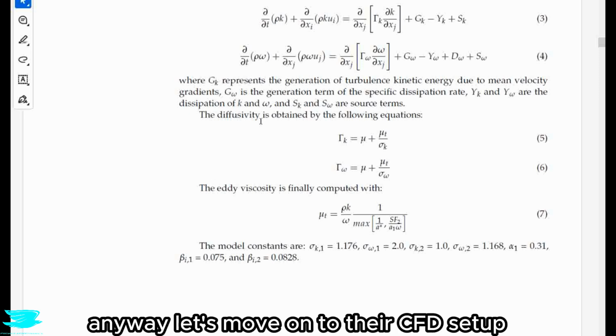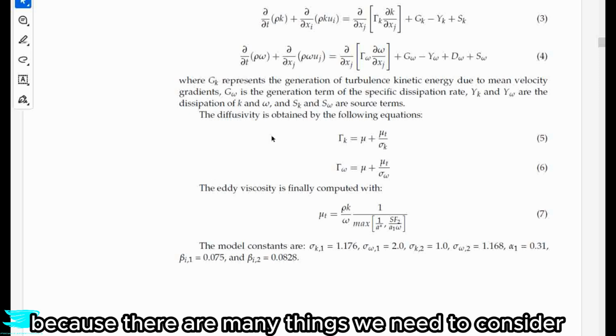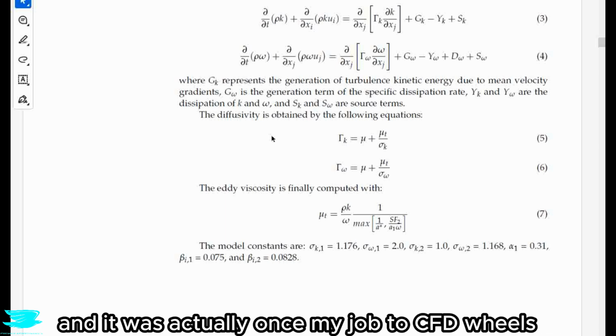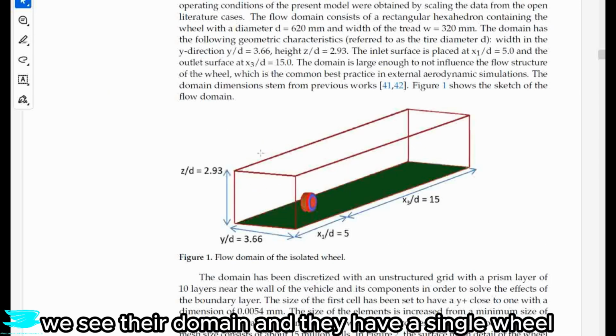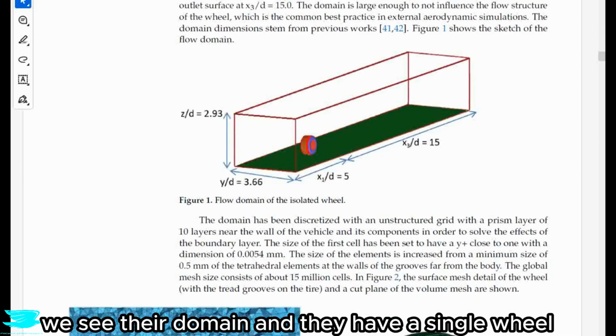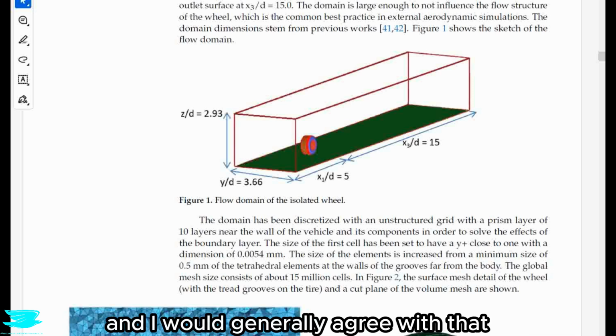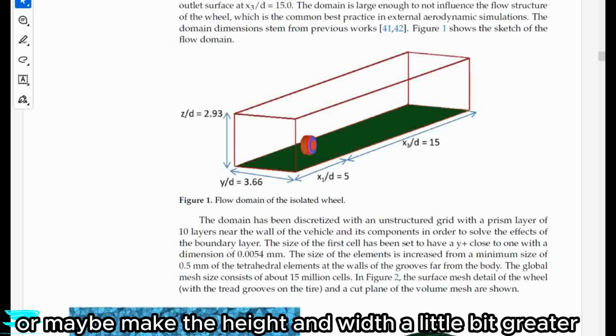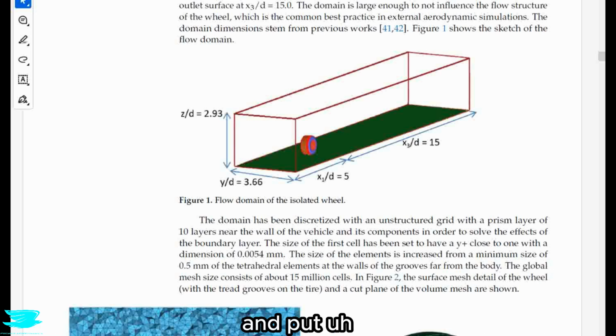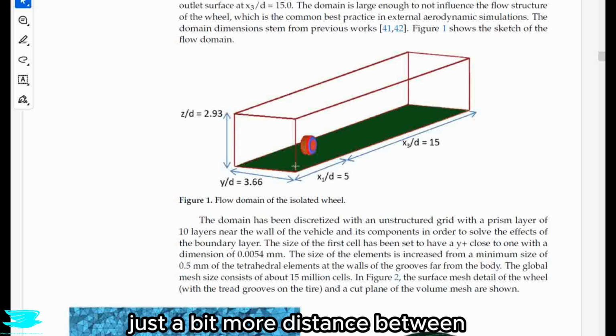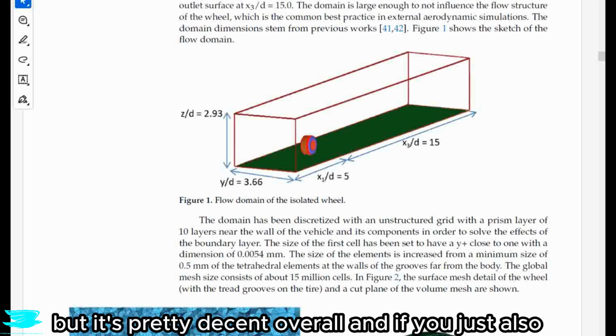Anyway, let's move on to their CFD setup, because there are many things we need to consider when we are CFDing wheels. And it was actually once my job to CFD wheels. So in figure 1, we see their domain, and they have a single wheel, and they say that the domain is large enough not to influence the wheel's aerodynamics. And I would generally agree with that. I would maybe make the height and width a little bit greater and put just a bit more distance between the inlet and the wheel, but it's pretty decent overall.